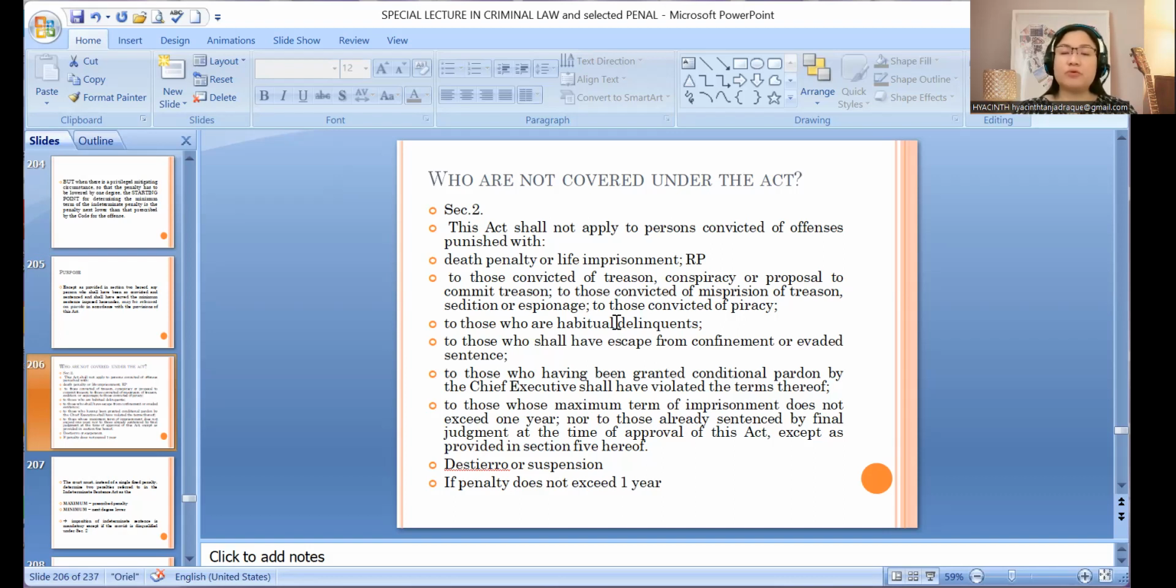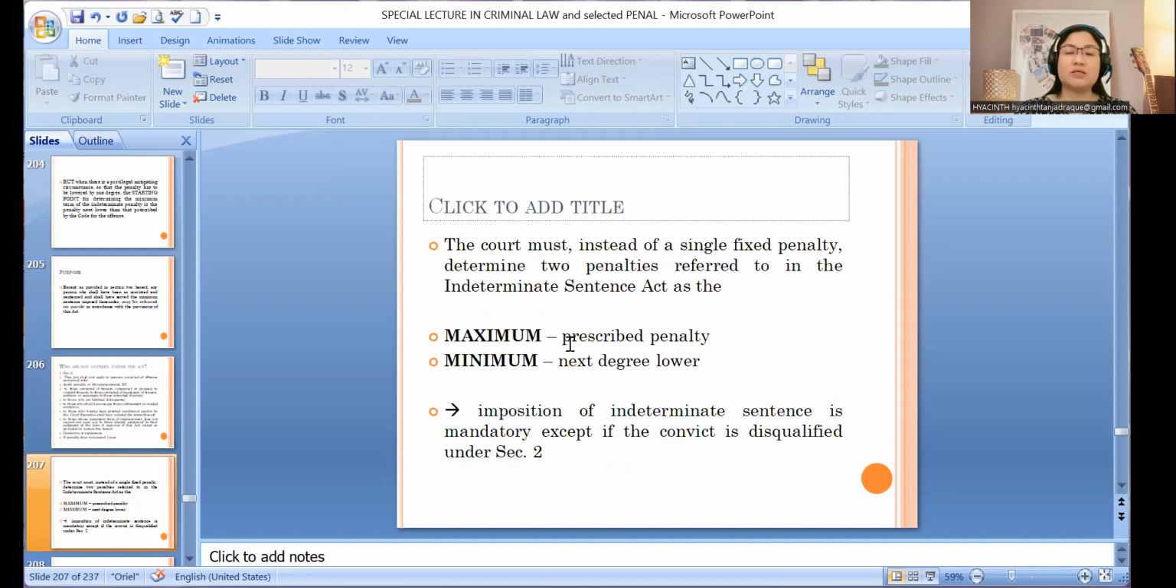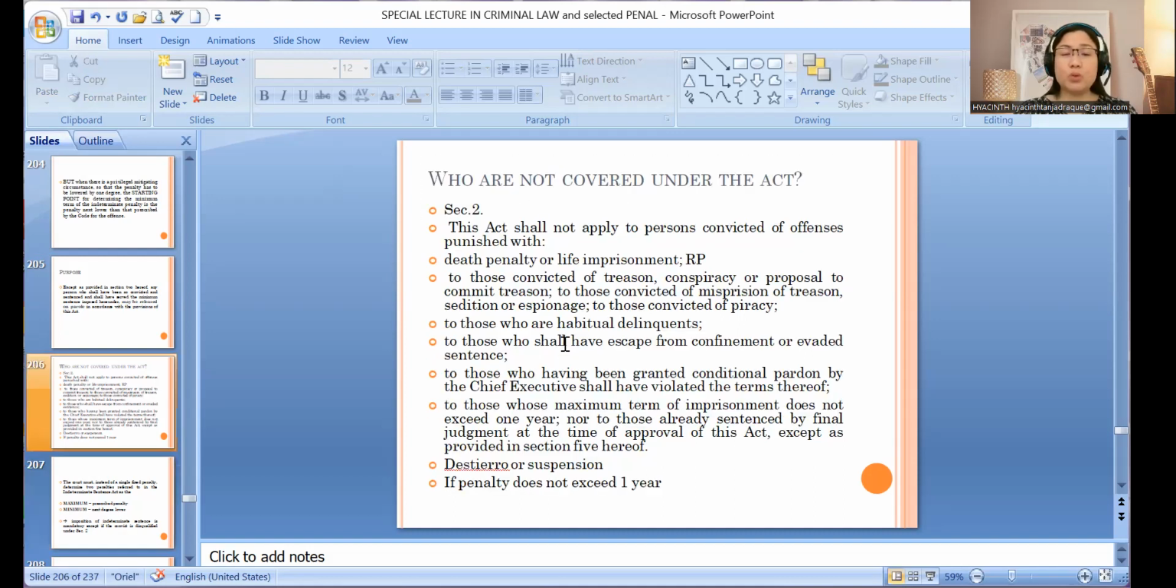Those who have escaped from confinement or evaded sentence, those who have been granted conditional pardon by the chief executive and violated the terms thereof, those whose term of imprisonment does not exceed 1 year, or those whose sentence by final judgment at the time of the approval of this act, except as provided in Section 5 thereof, those who were sentenced to destierro or suspension, the ISL does not apply.